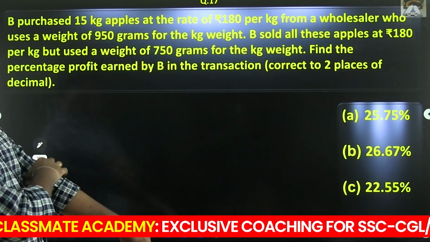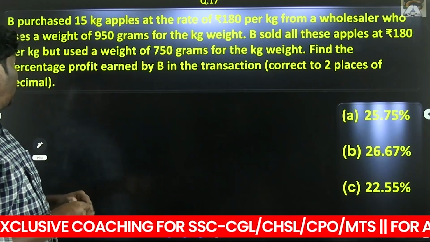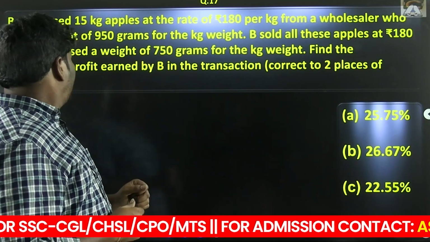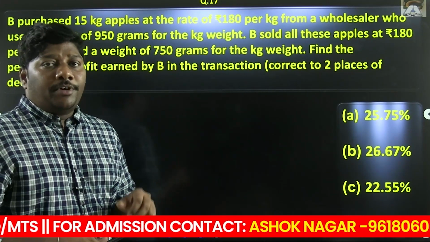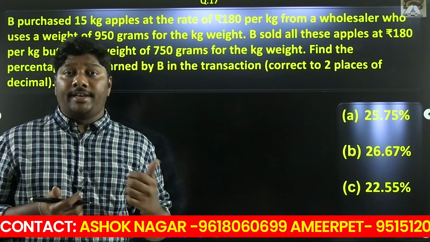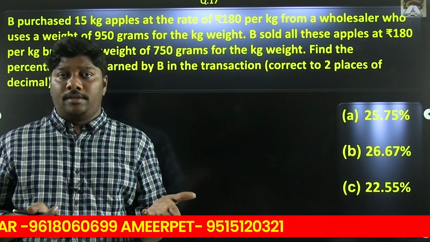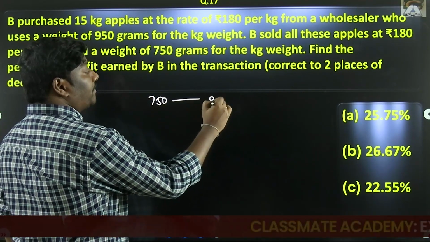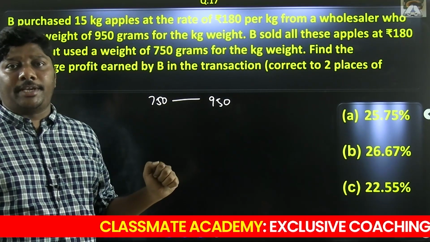B purchased 15 kgs of apples at a rate of 180 per kg from a wholesaler who uses a weight of 950 grams for a kg weight. B sold all these apples at 180 per kg but used a weight of 750 grams. Now see, when B is purchasing, he assumes it is a kg, but he is only getting 950 grams. But when B is selling, he is only giving 750 grams, which means B's investment is 750 grams only, but he is getting 950 grams worth.